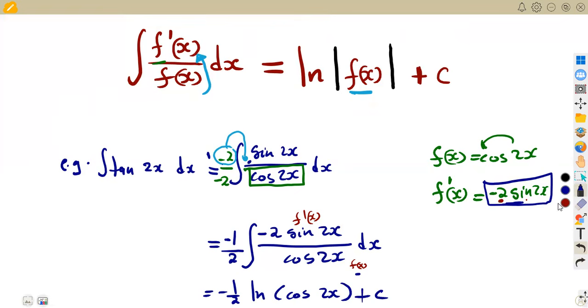So the idea here is that the f of x must correspond to the first derivative. If they do not correspond, make them to be the same.